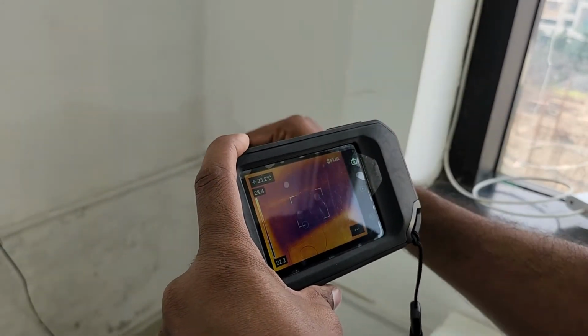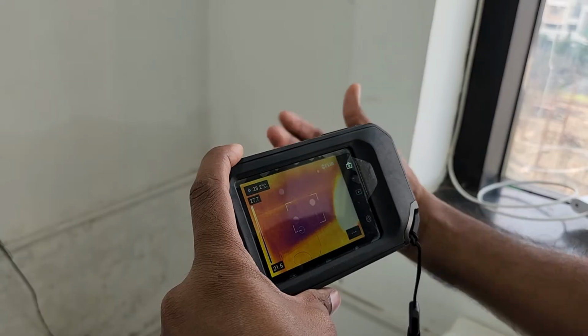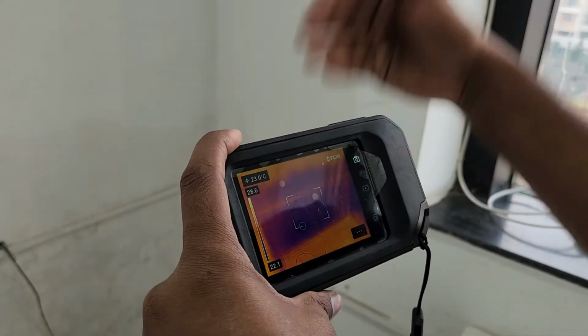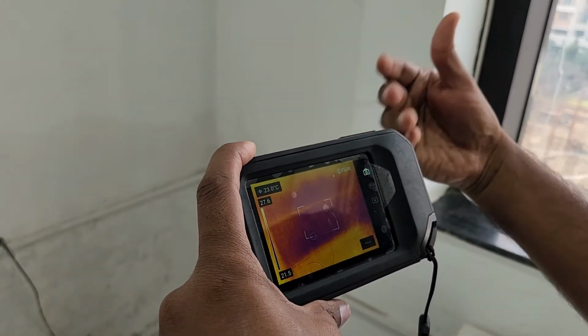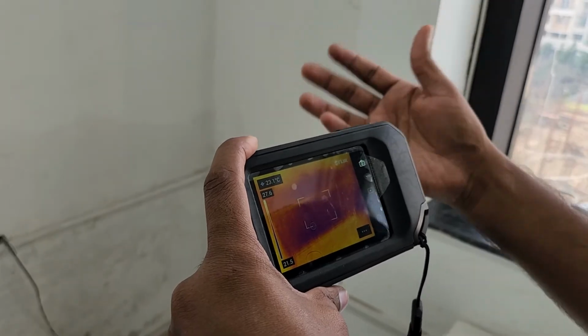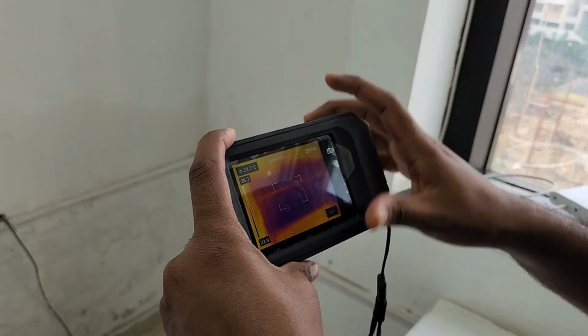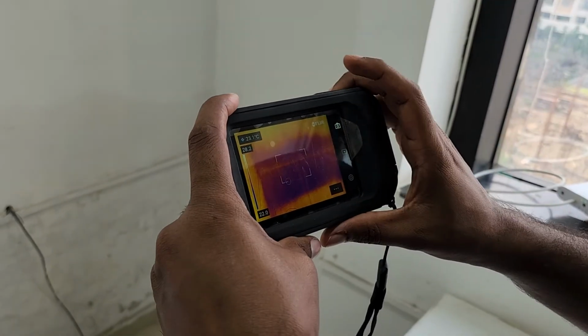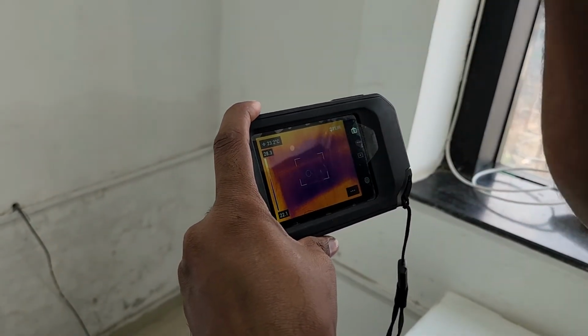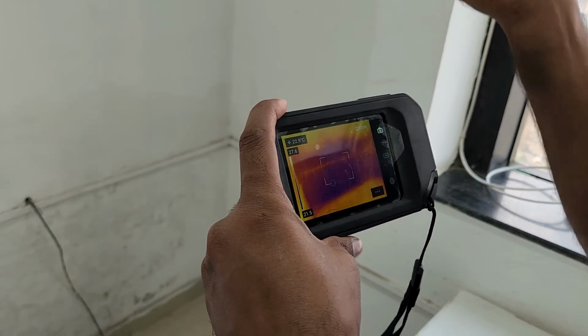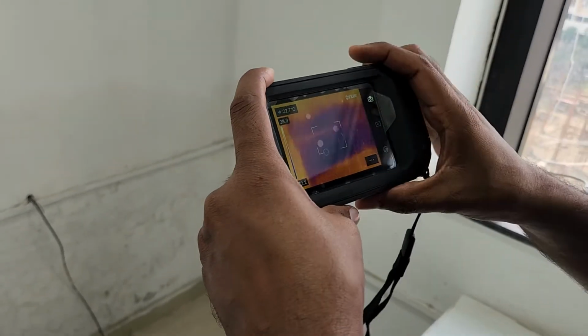So they can dig out, they can break this wall and find out what the reason is, whether there are plumbing lines or some sewage lines. Whatever the cause of the water source, or whether it is seeping from the building, we need to identify that. So this is the best solution. We will again go and see if we can find something from outside of the building. So let's go outside and see.